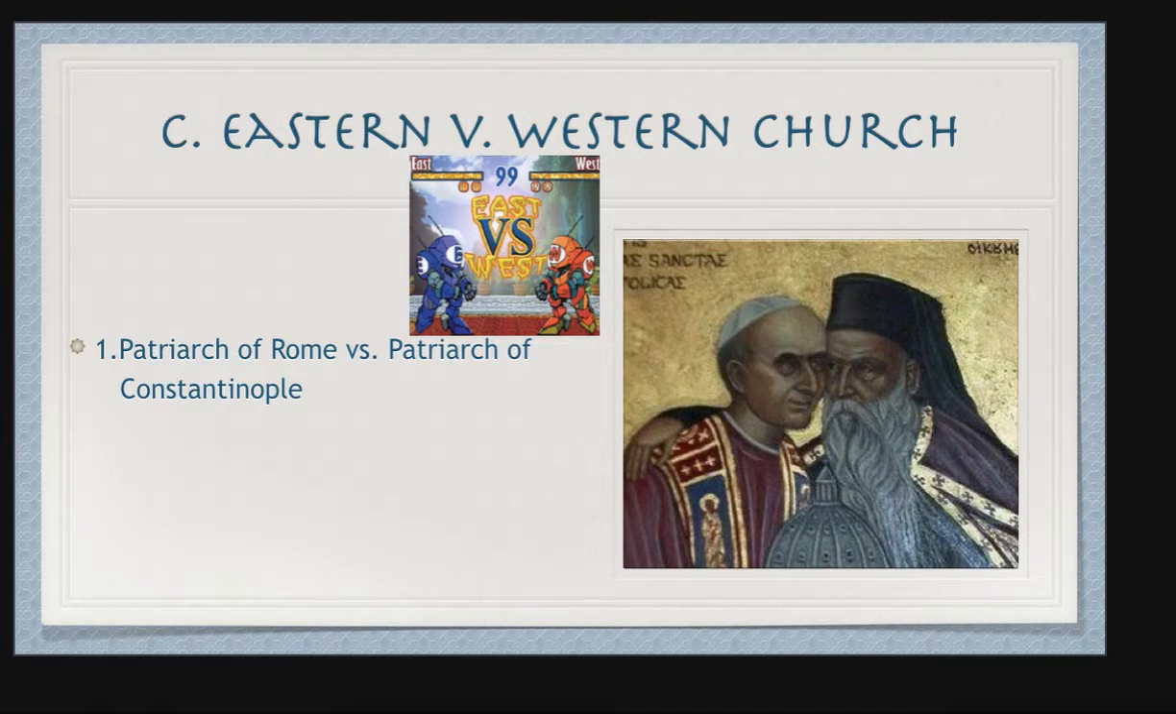And one of those patriarchs was from Rome, and another one was from Constantinople. They were two of the most powerful and had the most churches underneath their leadership. So these two guys have a falling out one day. They become very bitter rivals because the guy in Rome thinks that he should be more powerful, and the guy in Constantinople thinks that he should be more powerful. So we get to the year 1054.